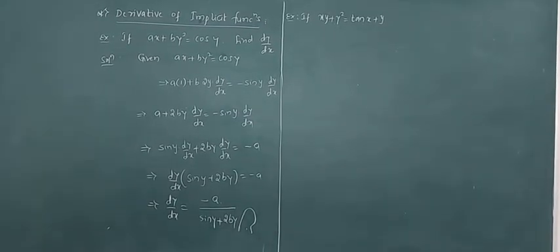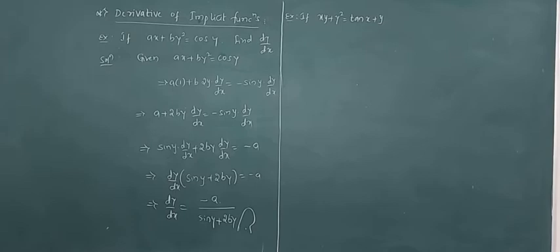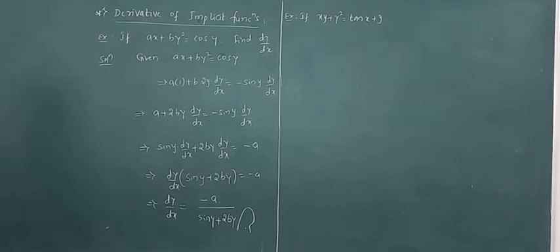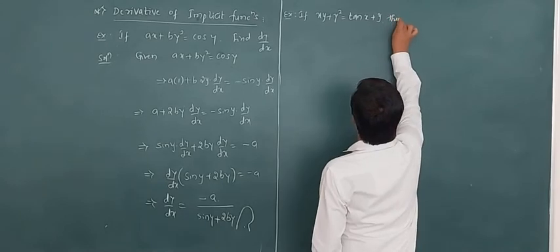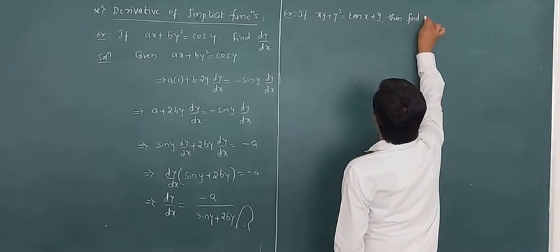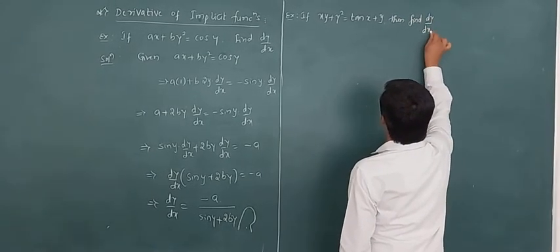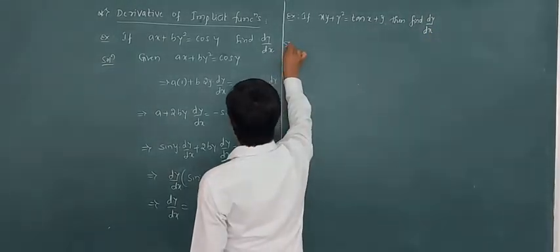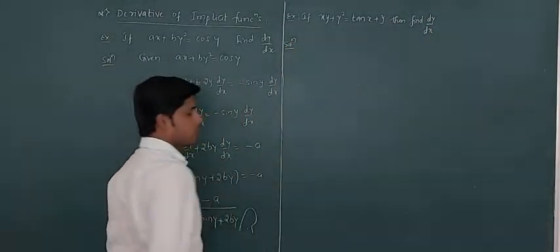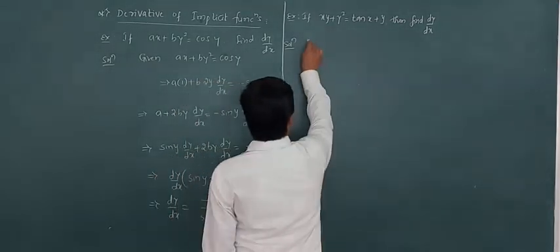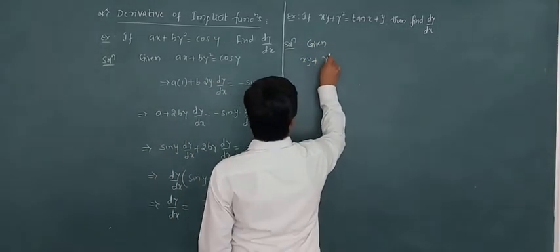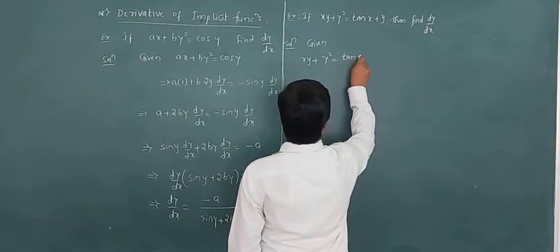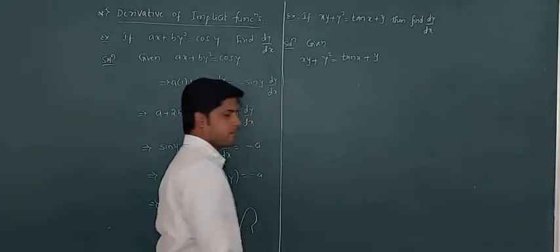So next example. Here, if x into y plus y square is equal to tan x plus tan y, then find dy by dx. So solution, here it is also an implicit function. So given x into y plus y square is equal to tan x plus tan y.